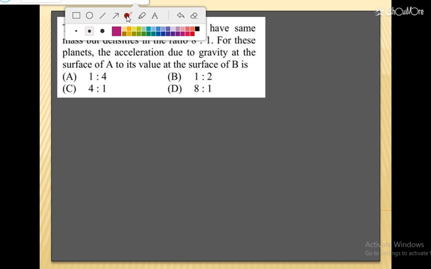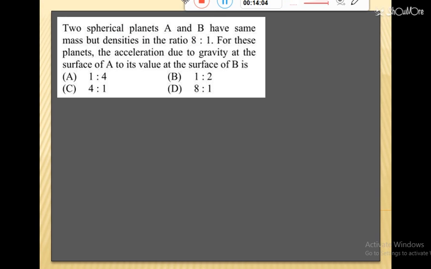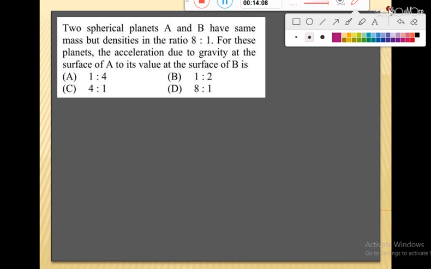We will try. Okay, so question is about two planets having densities, mass densities are given. Same mass, their mass is same, but densities are given here. Okay.